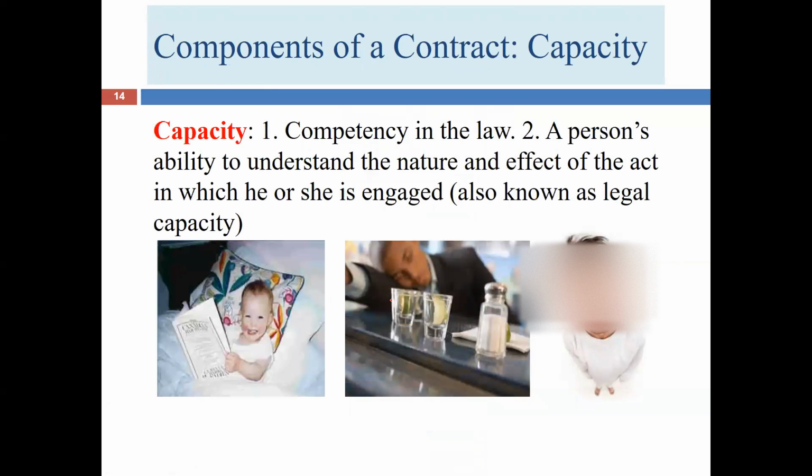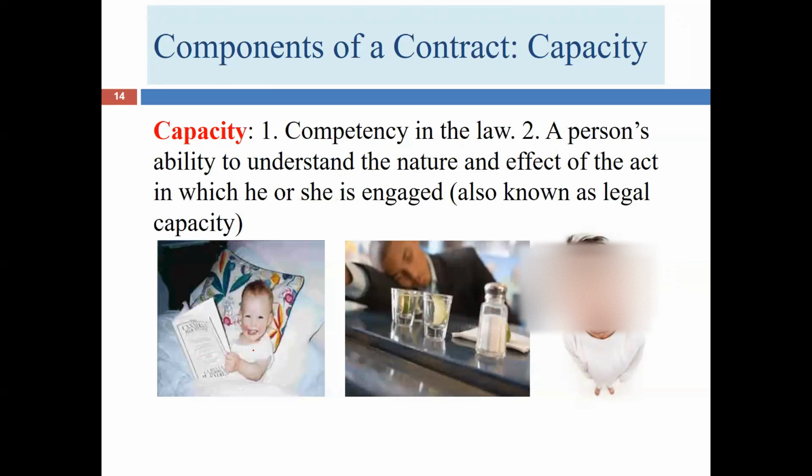There's two definitions that the textbook has advanced. One is competency in the law. But you know what? If you don't know the word capacity, you probably don't know the word competency, right? So it's a bit of a circular definition. I like the second definition better. A person's ability to understand the nature and effect of an action in which he is engaged, also known as legal capacity.